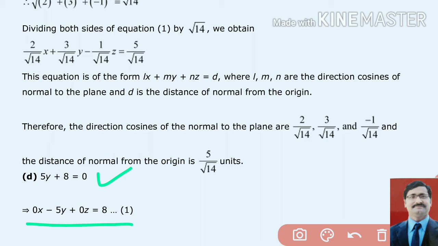Now you will find the modulus, which is 5, so you have to divide this equation on both sides by 5. After dividing by 5 you get 0x minus 1y plus 0z equal to 8 upon 5. So now the direction cosines will be 0, minus 1 and 0, and the perpendicular distance of this plane from the origin will be 8 upon 5.